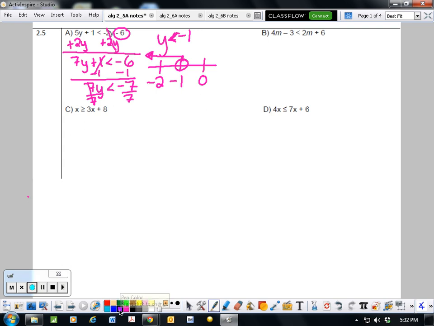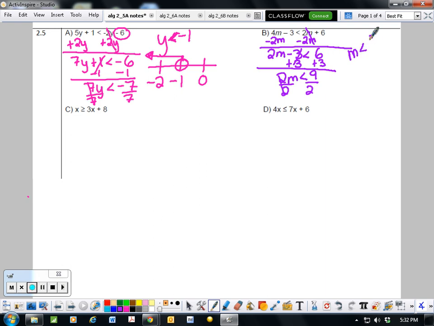So on our next one, we're doing the same thing. We're moving our variable from left to right. So if this is a positive 2m, I'm going to subtract 2m on both sides. That's going to cancel that out. So now I have a 2m minus 3 is less than 6. I add 3 to both sides. So now I have a 2m is less than 9. I divide by 2. And m is less than 9 halves.